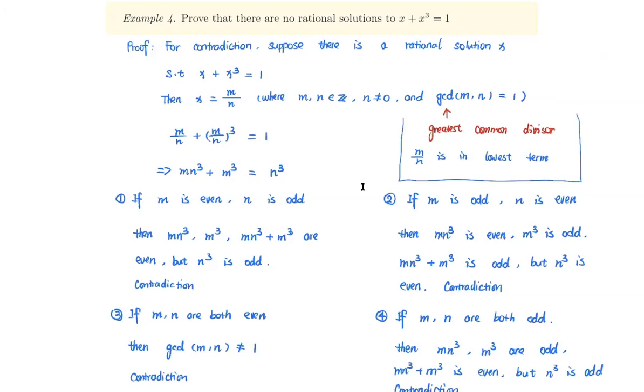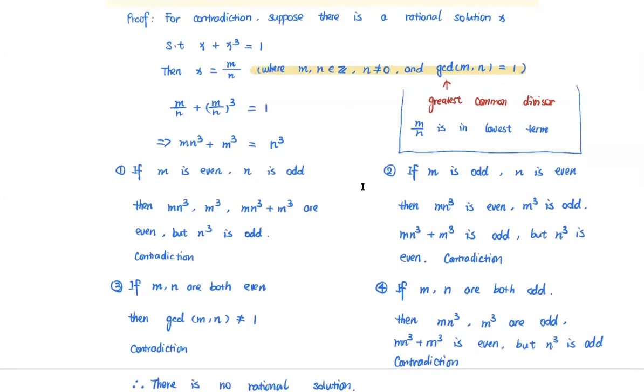So since it's a rational number, we can write it as this. This line is really important. Please don't forget about this, okay? So now you can sub it back into your equation. That's going to give us m over n plus m cubed over n cubed equals 1. And you multiply by n cubed, that's going to give you mn squared plus m cubed equals n cubed. Now you can discuss cases.